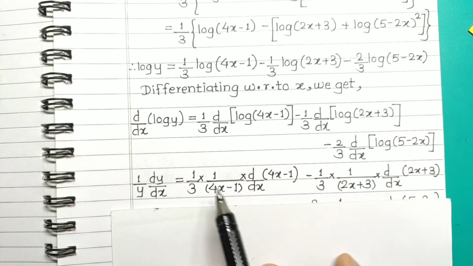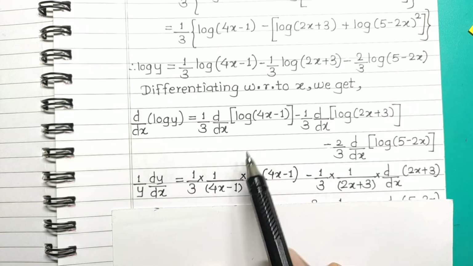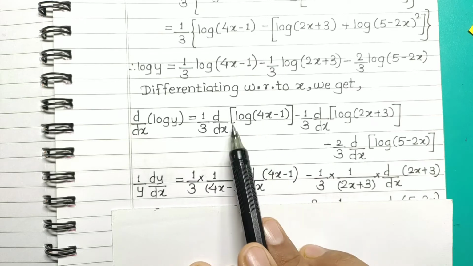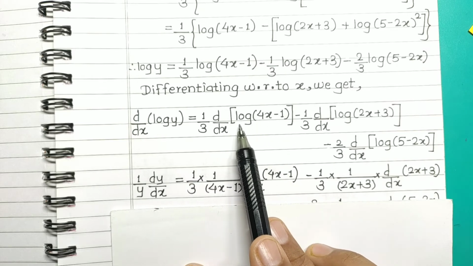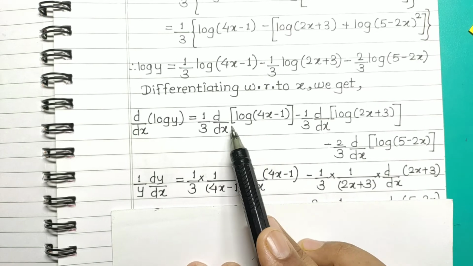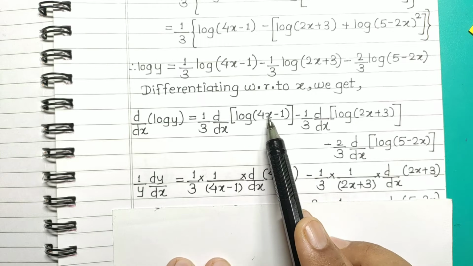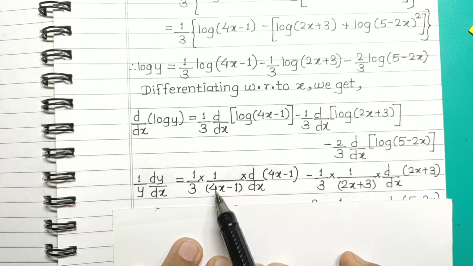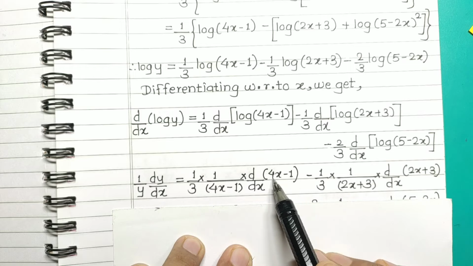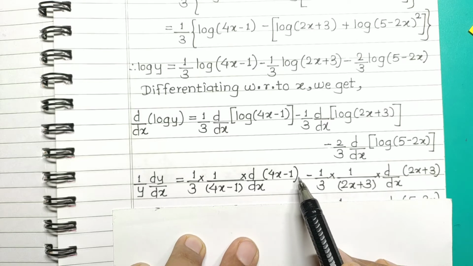Here we have 1 by 3 constant. Treat this function as log of something, since it is a composite function. So use the chain rule to find the derivative of this term. The derivative of log of something is 1 upon something into the derivative of something, which is 4x minus 1.